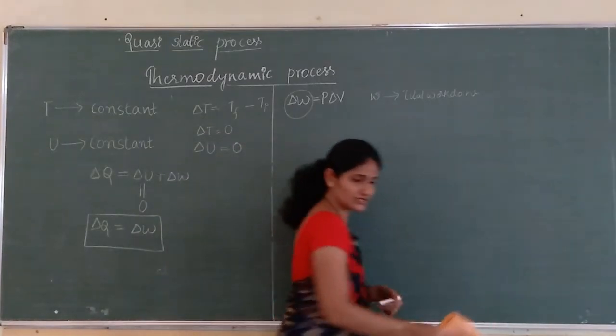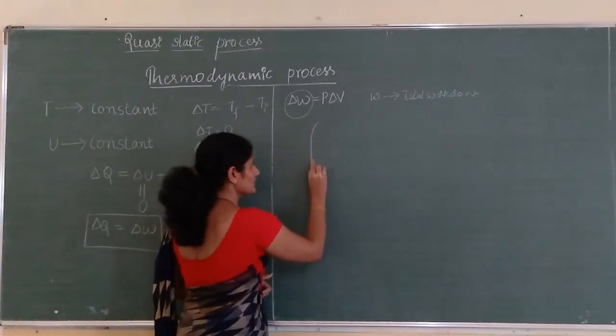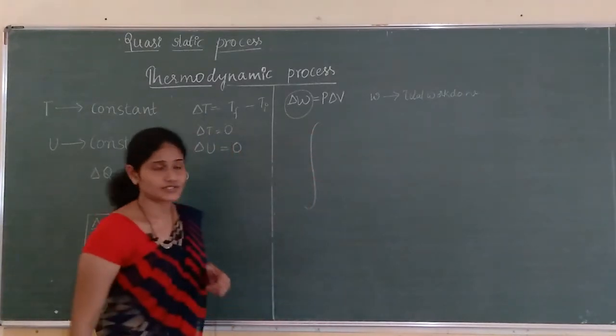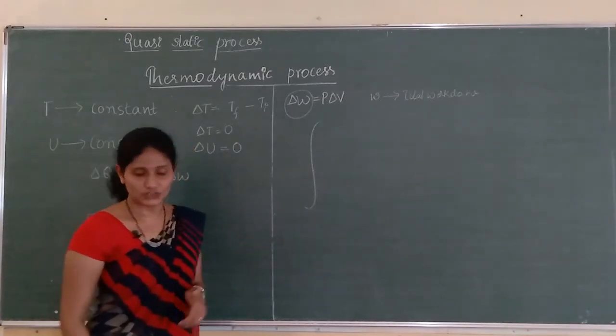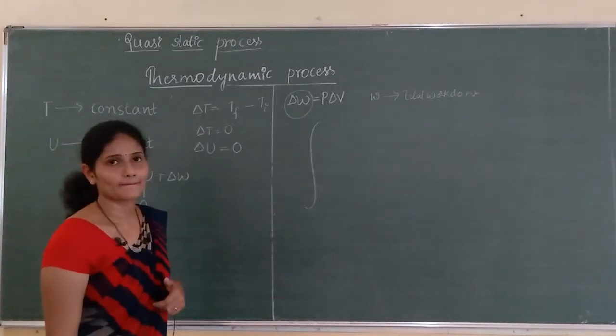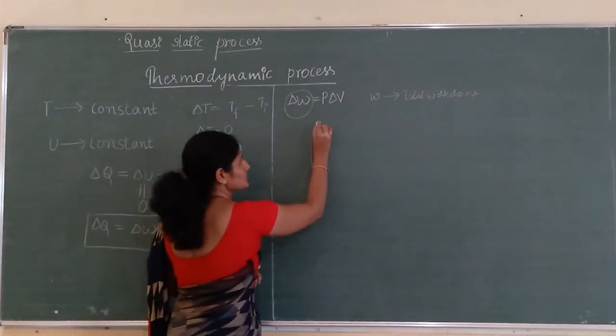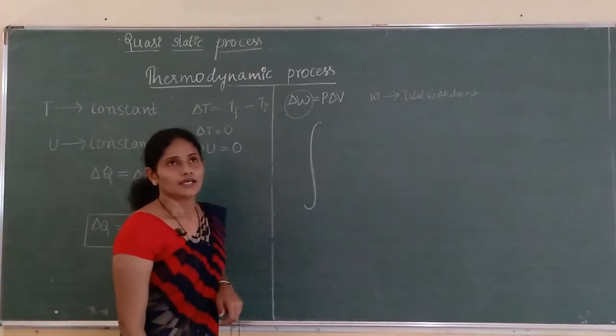What is integration? The symbol for integration is nothing but elongated S. Elongated S is used to indicate integration. So this is the symbol for integration.